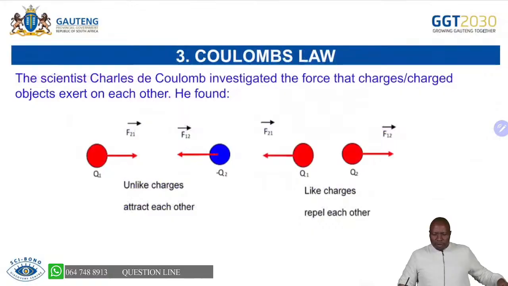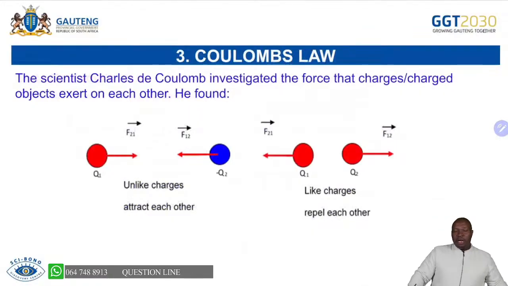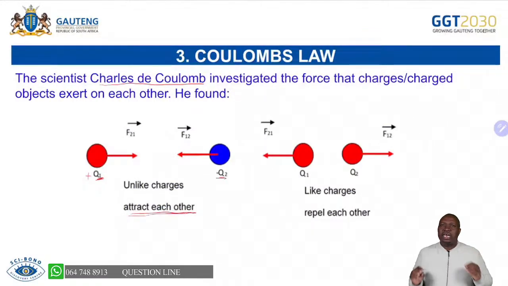Now, Coulomb's law, just a background there: remember, it's Charles de Coulomb who investigated the force that charged objects exert on each other. Hence, we call it Coulomb's law. If you have like charges, a positive and a positive, they will repel. But if you have unlike charges, Q1 and Q2, the red one is positive and the blue one is negative, you are able to see that unlike charges will attract each other, which means they will have an electrostatic force of attraction. Language is important. The force between them is electrostatic force, and it's the electrostatic force of attraction.